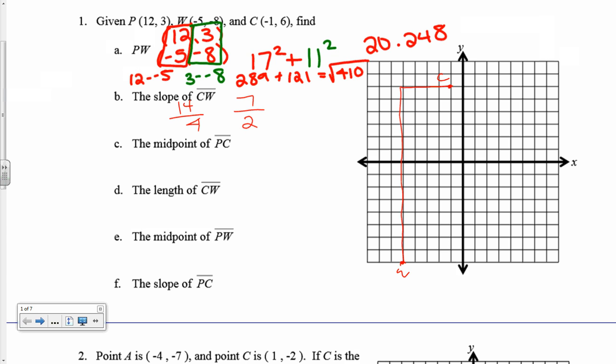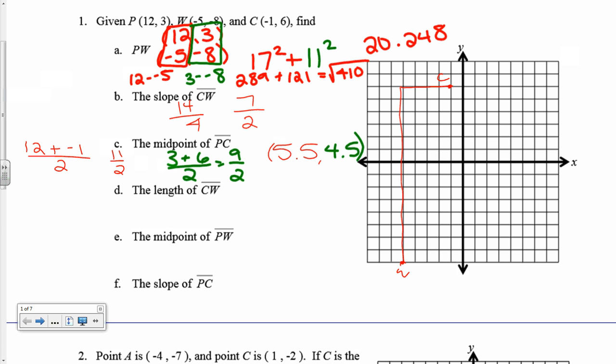Midpoint of PC. Again, I'm going to do it by hand because we don't have space to put 12, but if you want to, get a sheet of graph paper. Remember, just like before, you can always use graph paper. But doing it by hand, I take my x values, add them together, divide by 2. So this one I get 11 over 2, which is 5.5. Add my y values, 3 plus 6 divided by 2, which is 9 over 2. So I get 4.5. There's my midpoint of PC.